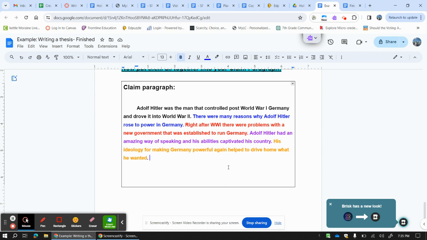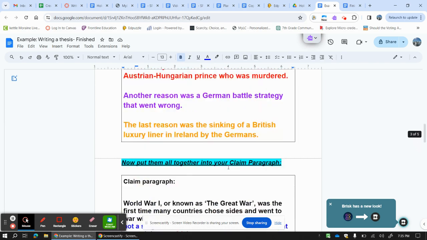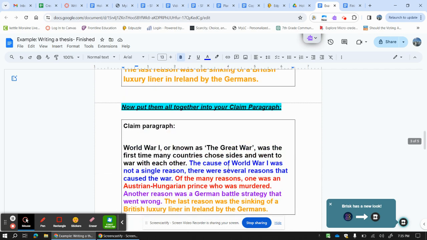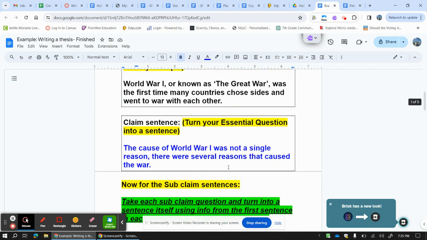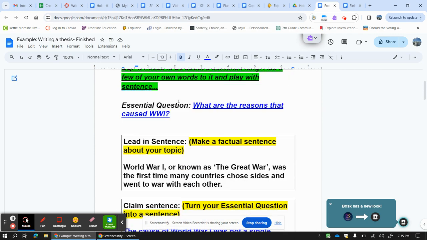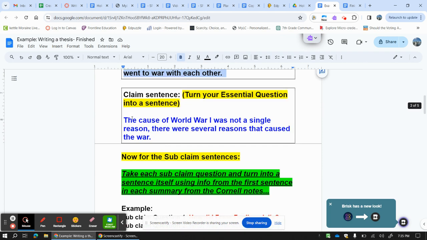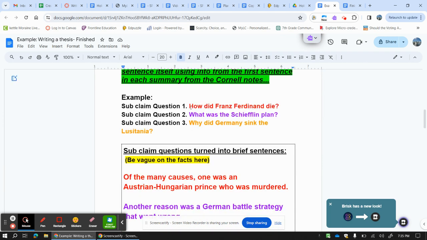More on that later. Now I want you guys to take this document and do the exact same thing. I want you to write, sorry for clicking all over. I want you to write your essential question here. I want you to write a factual sentence here. I want you to turn your essential question into a statement. I want you to put your 3 subclaim questions down. Those are what you're answering in your Cornell notes.